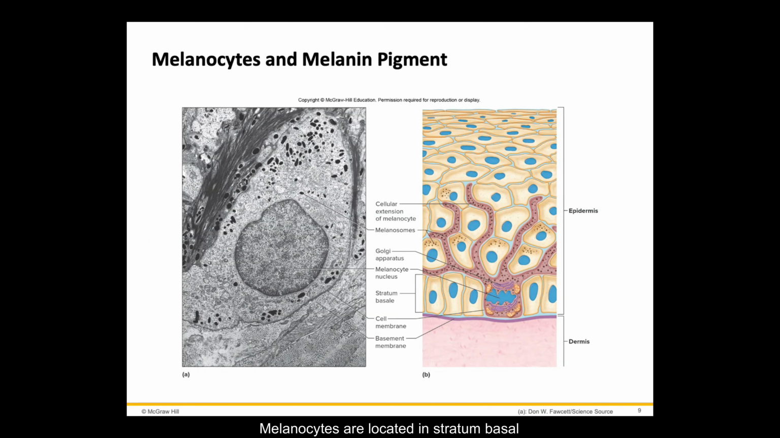Melanocytes are located in the stratum basale, and they synthesize the pigment melanin. Melanocytes shed melanin-containing fragments from the tips of branching processes. Then the keratinocytes phagocytize these fragments and accumulate melanin on the sunny side of the nucleus. It's worth mentioning that the function of melanin is to shield DNA from the damaging effect of ultraviolet radiation.